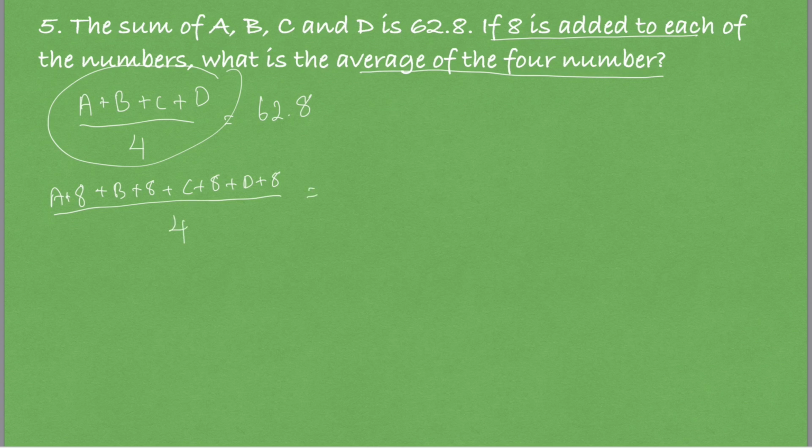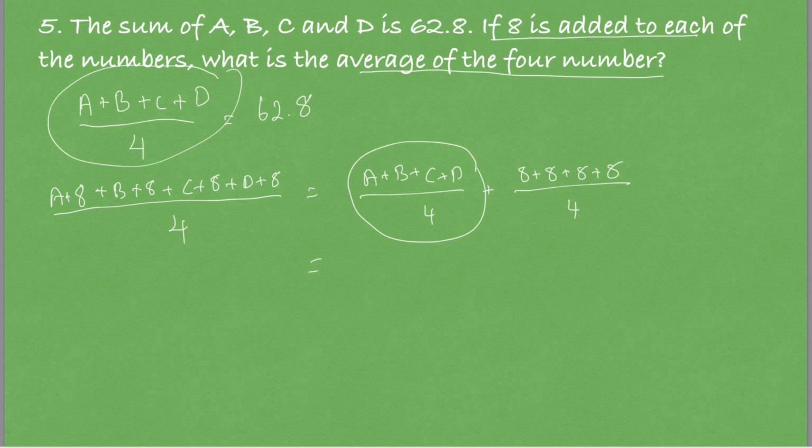So I can write it in that way: A plus B plus C plus D out of 4, plus 8 plus 8 plus 8 plus 8 out of 4. They have the same meaning. Then we know A plus B plus C plus D out of 4 is 62.8. And 8 plus 8 plus 8 plus 8 means 4 times 8, which is 32. Divided by 4, again we get 8. The new average is going to be 70.8. This is the new average after we add 8 to each number.